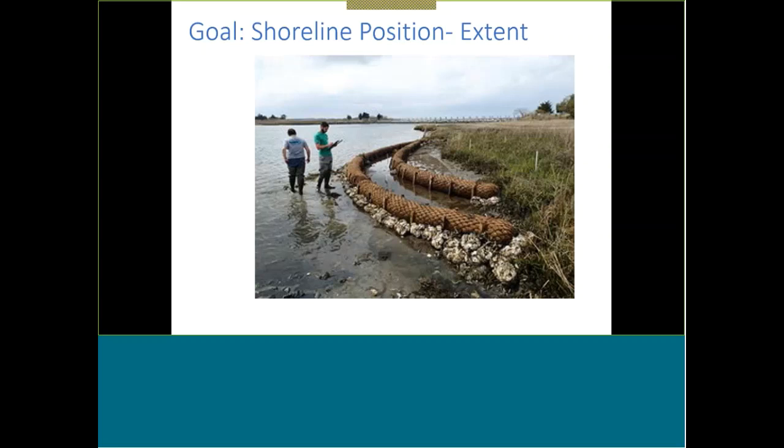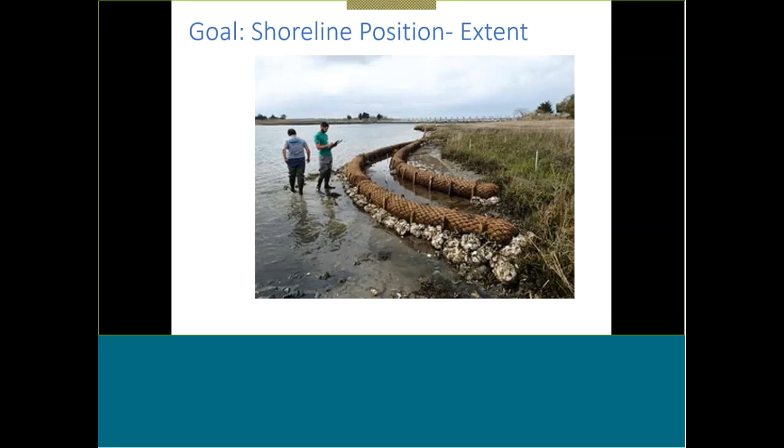Shoreline position in terms of extent is very important. So maybe you're not just saying, I want to stop erosion where it is. I want to get a little more aggressive and actually replace what was already lost. So in this picture, we've designed this living shoreline. This is at the Indian River Marina, where wetland had been lost and the edge was vulnerable.